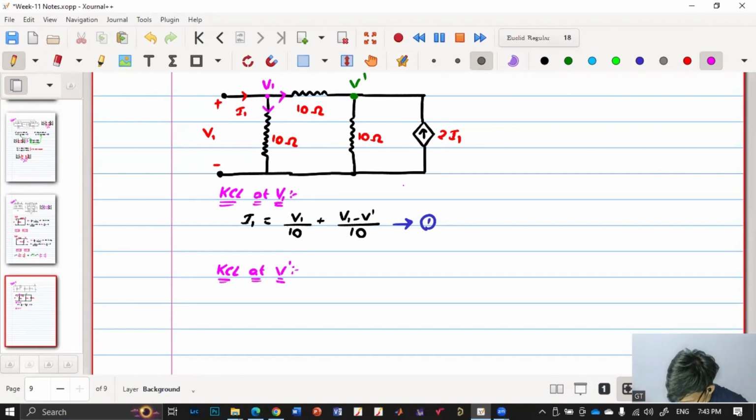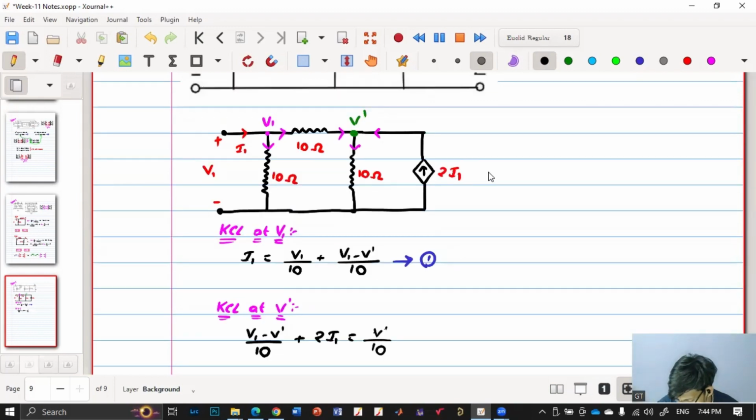Then we'll get (V1 - V')/10, and let us assume this is the current direction here, here, and here. So plus 2I1 equals V'/10. Okay, so this is my V1, and how is my V2?